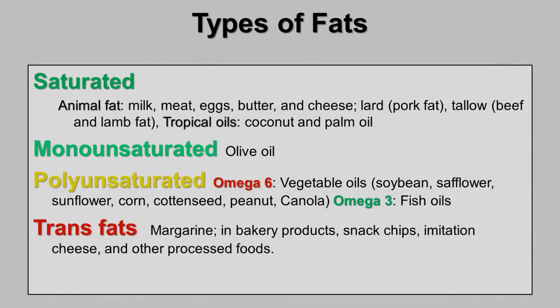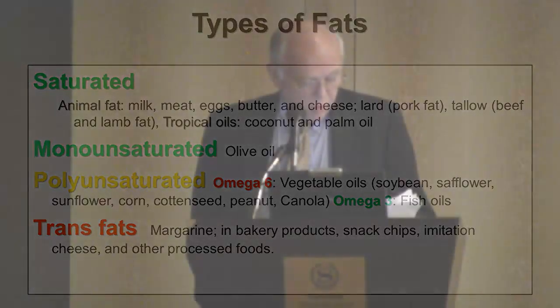Animals and tropical plants contain saturated fats, while plants outside the tropics are mostly unsaturated. Saturated animal fats are in milk, meat, eggs, butter, and cheese. And tropical coconut and palm oil contain a lot of saturated fat. The food industry makes trans fats. They do this by shooting hydrogen atoms into polyunsaturated vegetable oils. This straightens out the fatty acid molecules and packs them closer together, giving vegetable oil so treated a solid texture like lard. Trans fats are used to make margarine, with yellow bleach added so it looks like butter. They also are used to prolong the shelf life of bakery products, snacks, chips, imitation cheese, and other processed food.